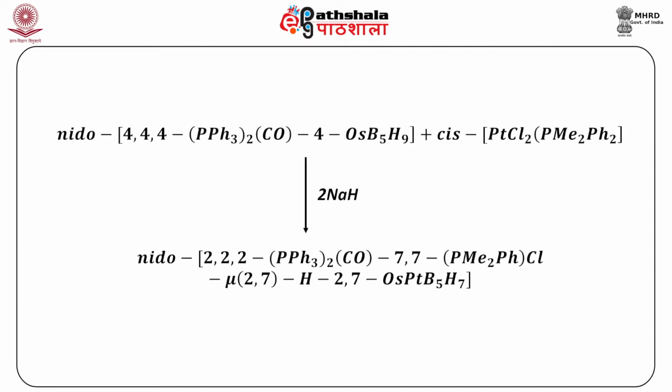In another example, we started with a nido complex of osmium with borane, and then it is treated with the base such as sodium hydride, followed by its reaction with a platinum complex, giving you a hetero metal cluster wherein we have both the osmium as well as platinum metal atoms.